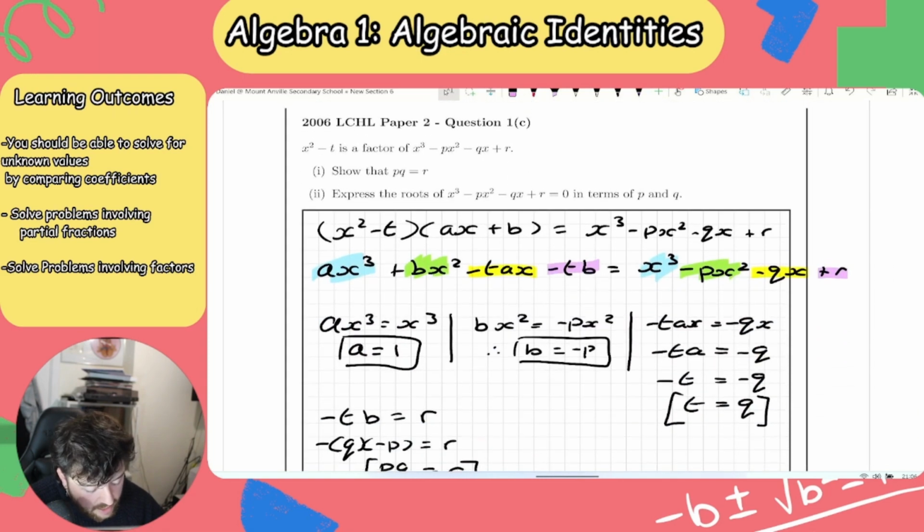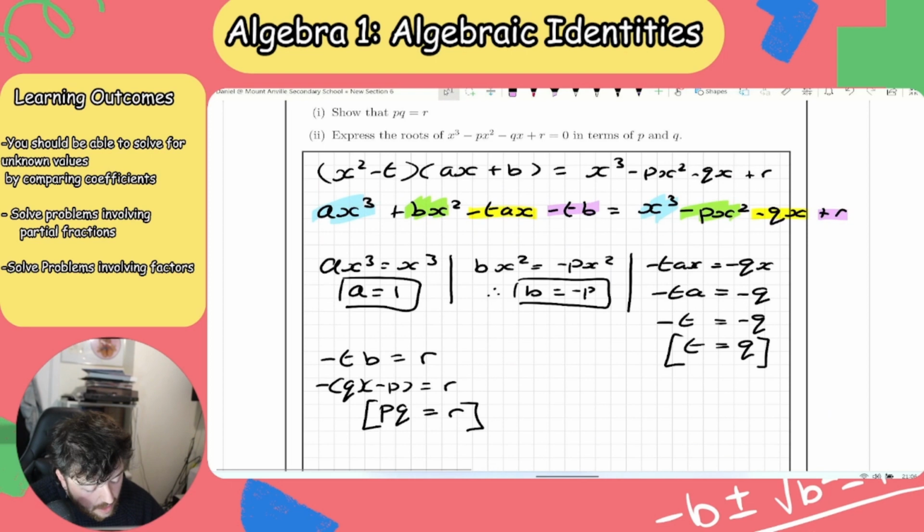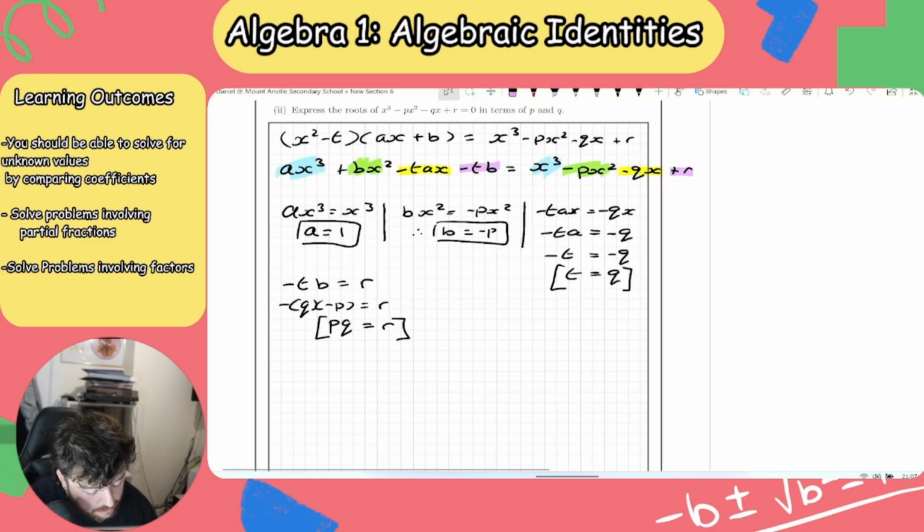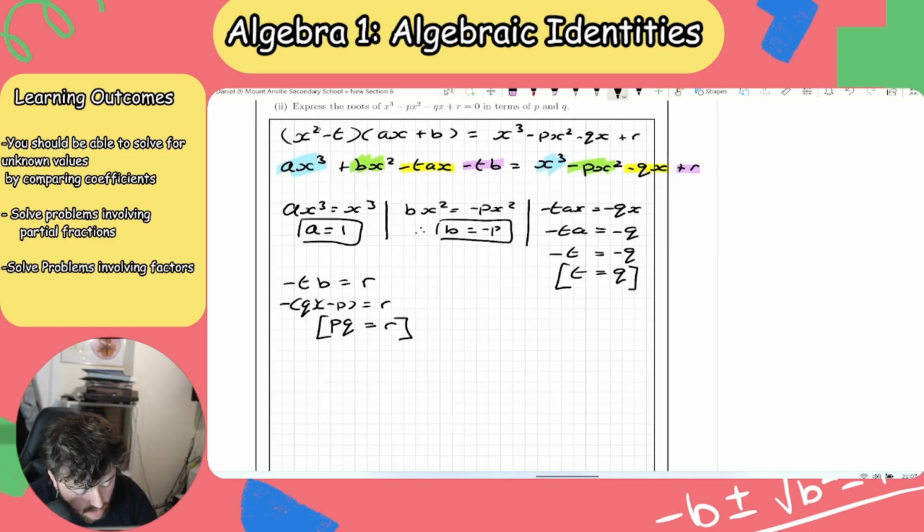So, next part here: express the roots of this polynomial in terms of p and q. So we want to express the roots in terms of p and q. I have here x squared minus t, so that's going to be x squared minus q. And then the other factor here is ax plus b. Well, a is equal to 1, so I have 1 times x is 1x, and then plus b is going to be minus p.